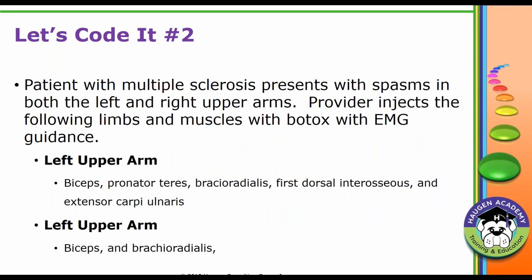And we have another example. So again, I'll give you guys a few minutes to take a look at this. And this one is a patient that has MS that's presenting again with spasms in both the left and right upper arms. The provider injects the following limbs and muscles with Botox with EMG guidance.